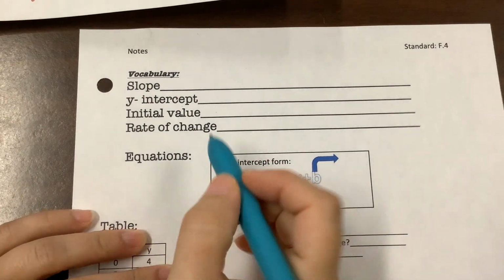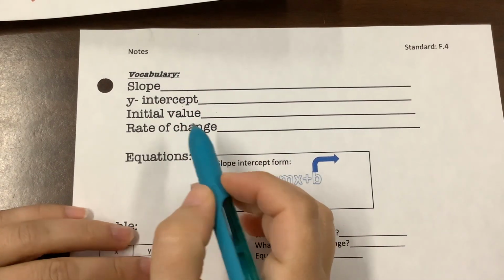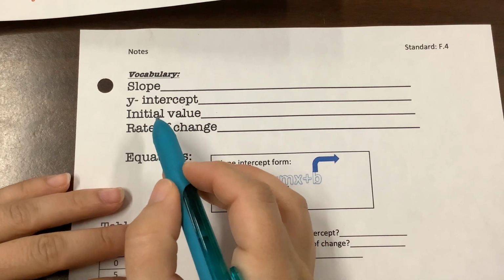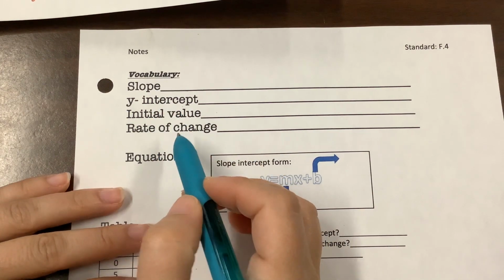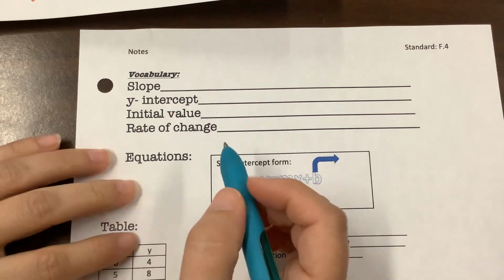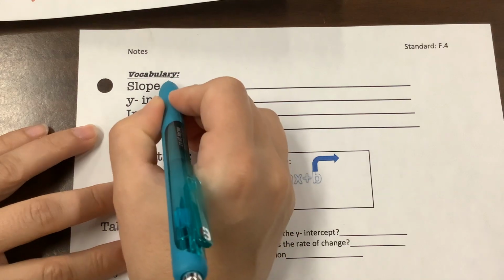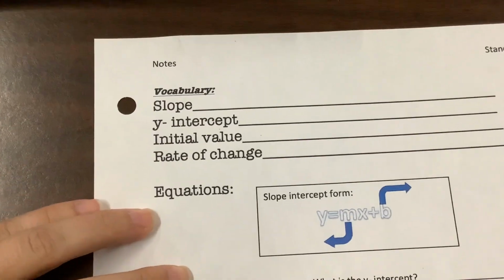All right, so these four definitions at the top, initial value and rate of change, are just another way of saying intercept and slope. We'll go over that in just a second. Slope we focused on last week. Now we're just adding to it. But before we move on to anything else, we have to define this.